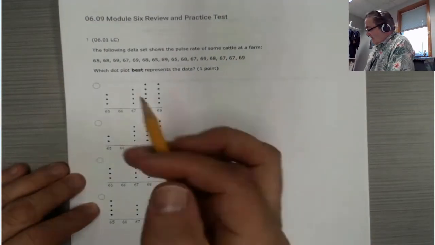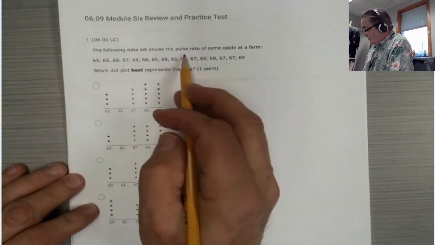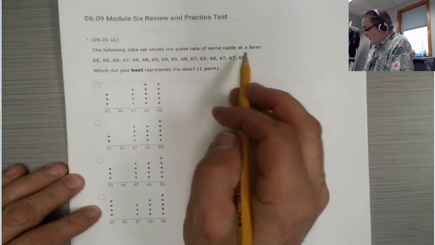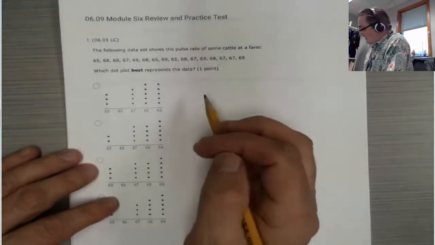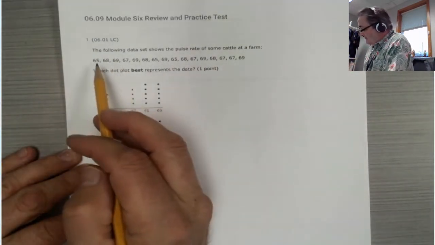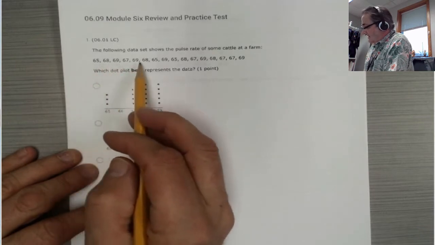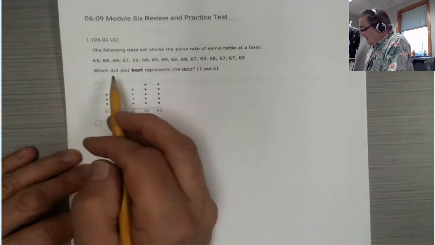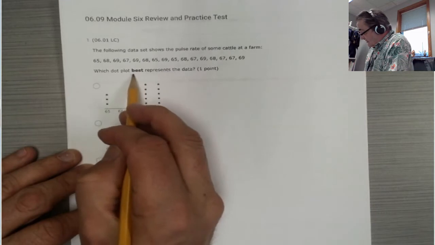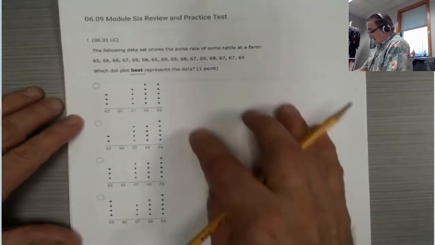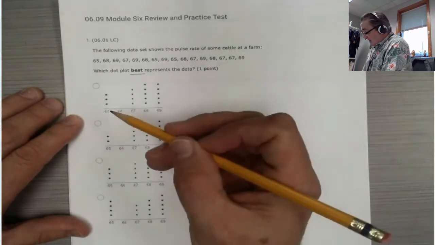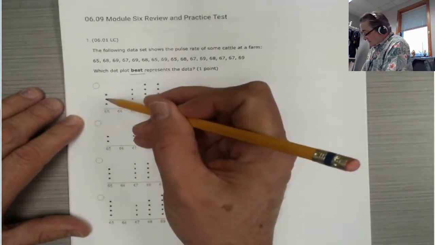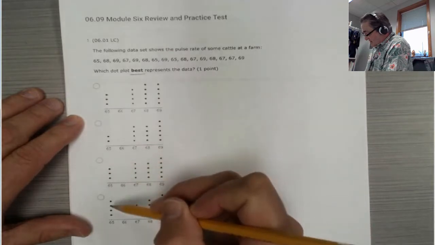Okay, so the following data set shows the pulse rate of some cattle at a farm. Don't know why you have to take the pulse of cows, but apparently they do. 65, 68, 69, 67, 69, and so forth. Which dot plot best represents the data? All right, well, let's look at our four choices. And if we look at our four choices, there's a difference from the 65s. This says 3, this says 2, this says 3, this says 4.